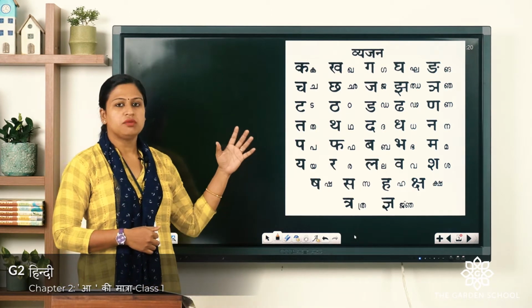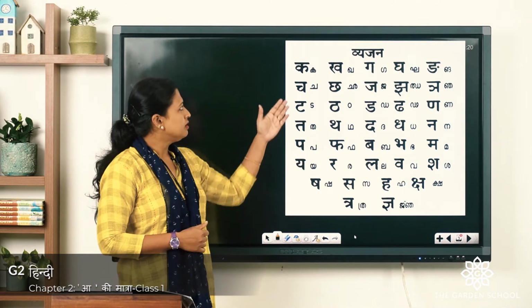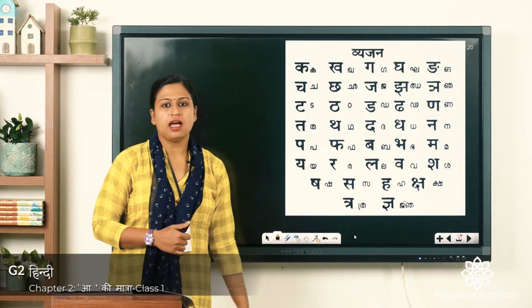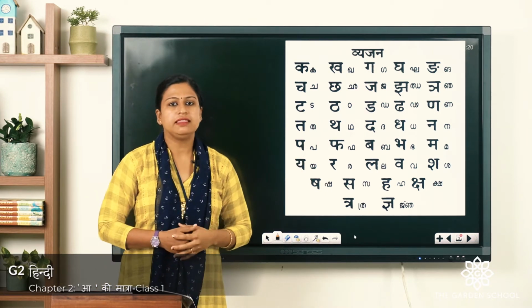Next we have Vyanjan, that is consonants. You can see here it's starting from ka and the last one is gya. So you have to write these consonants in your Hindi notebook.